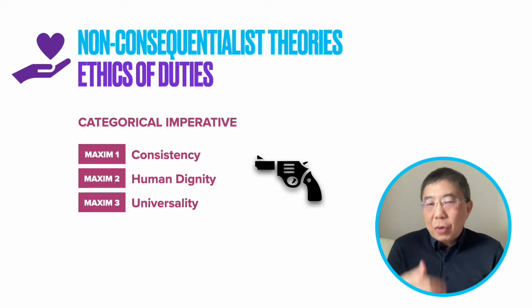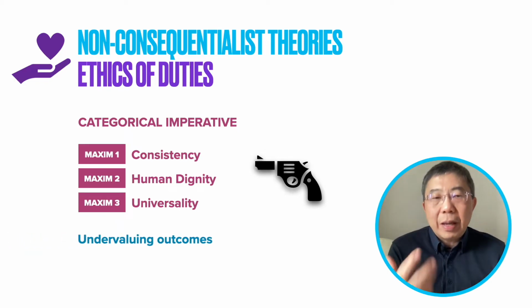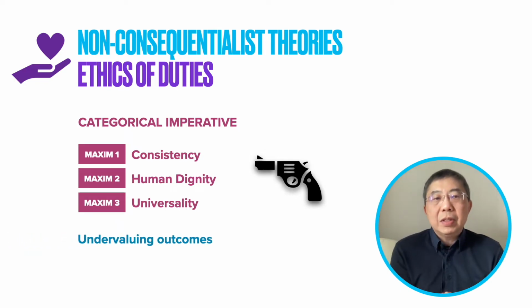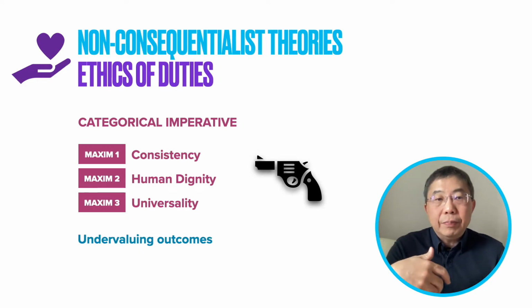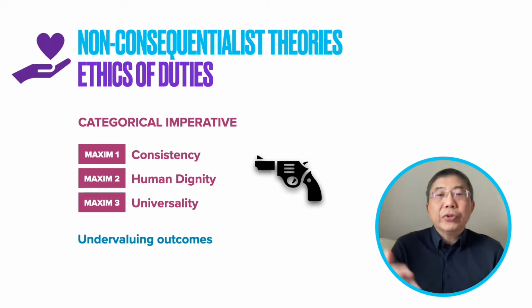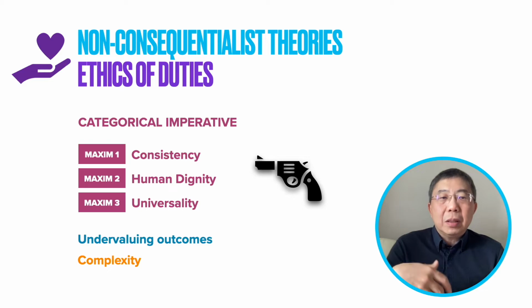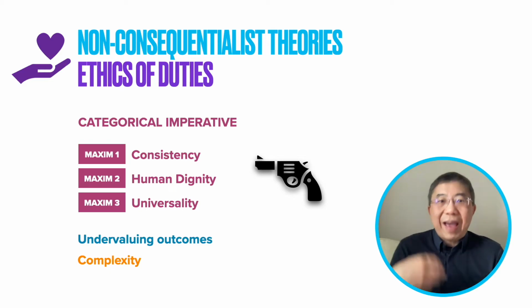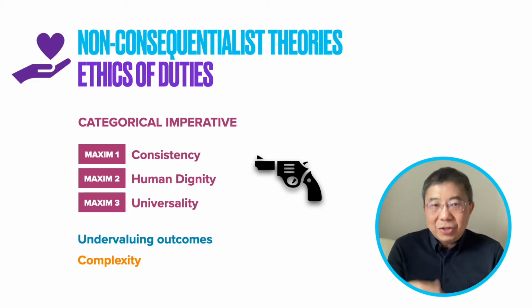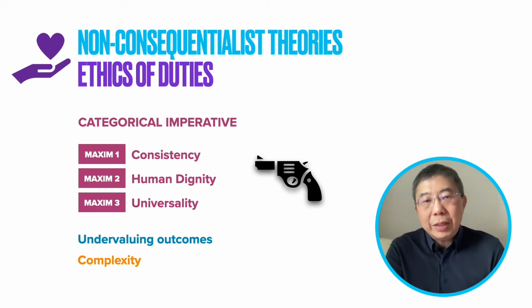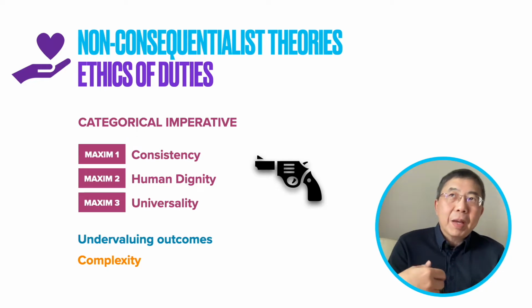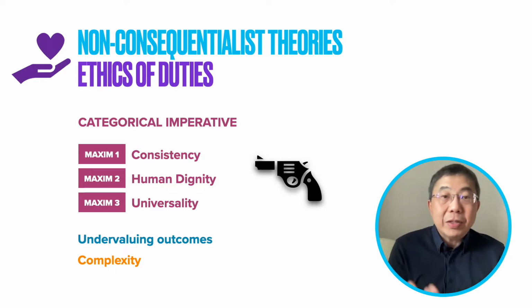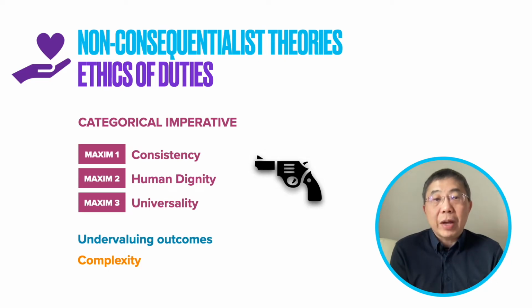Okay, of course there are challenges, there are problems with these theories. Number one, of course, is that it ignores outcomes. It ignores the consequences of our actions. And it is quite complex when you want to rationalize these things out. It's not an easy thing to do. I've given you an example that's perhaps easier to rationalize, but there are other cases that you will find more challenging to rationalize.